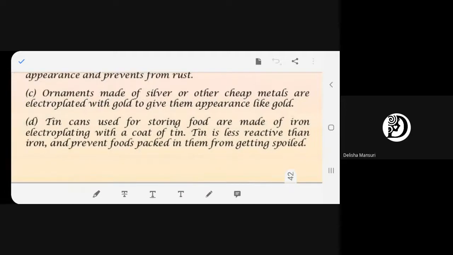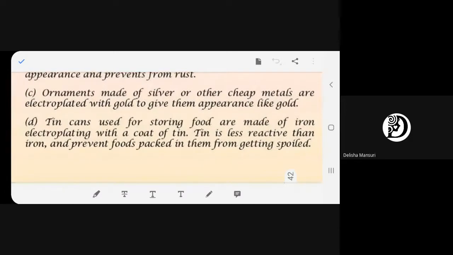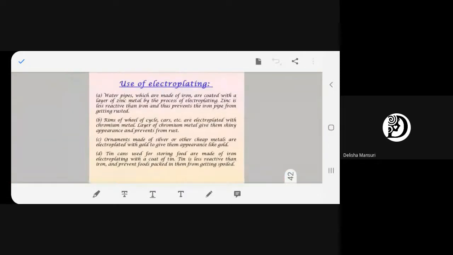Okay. Last one. Tin cans used for storing food are made of iron, electroplated with a coat of tin. Tin is less reactive than iron and prevents foods packed in them from getting spoiled. Is it okay? So we are through this chapter.